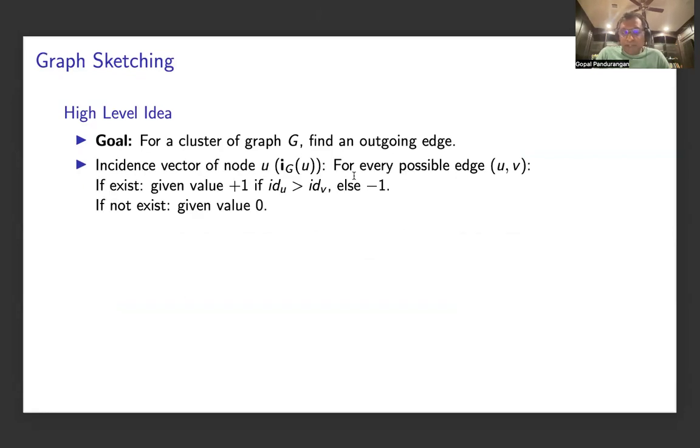If you do it naively, this will take O(m) messages, and that's what GHS and similar algorithms do. So instead, we want to use sketches so that we use sublinear messages. We use only Õ(n) messages per phase.